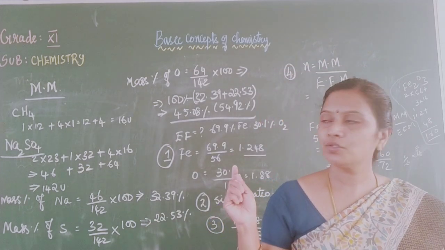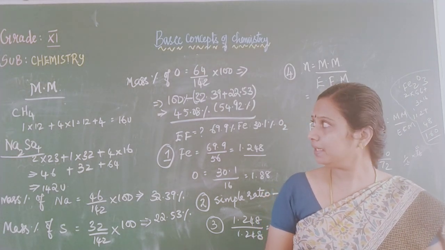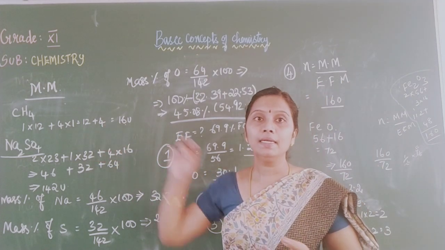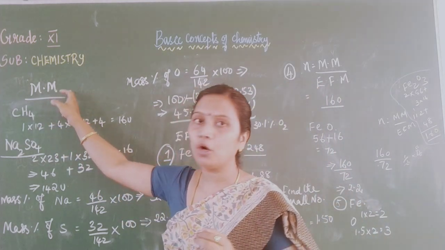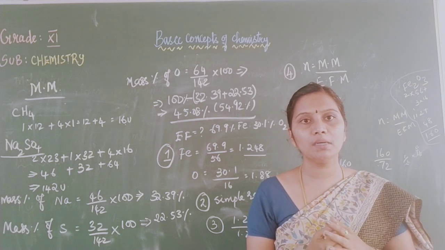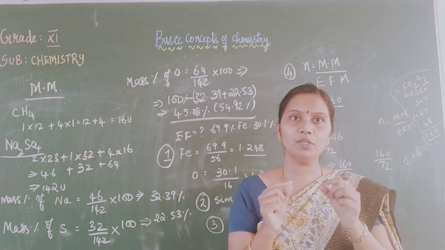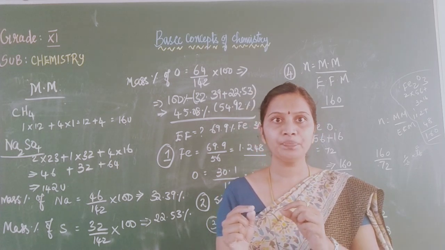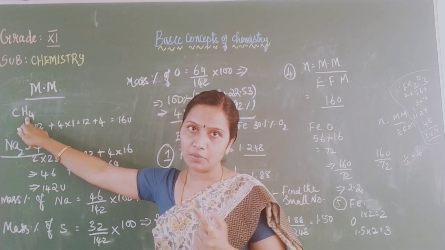Children, we are going to solve some of the problems for the formulas which we have learnt now. First one, determination of molecular mass. How will you determine molecular mass of a particular compound? You add the atomic mass of individual elements. See, say for example, CH4 is nothing but your methane.